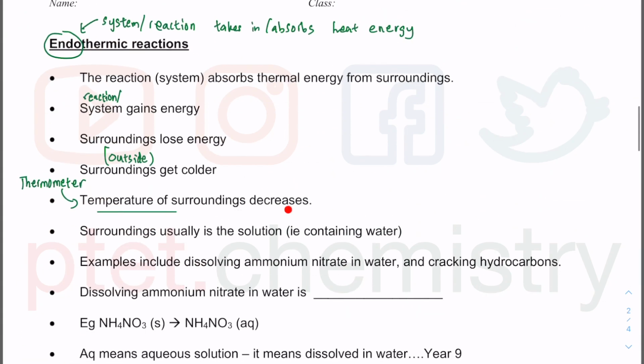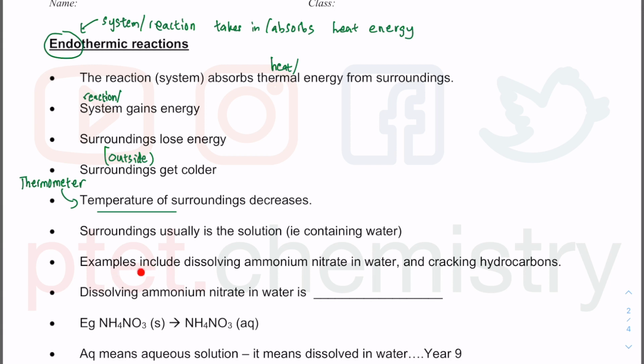Now, the temperature of the surrounding decreases. That means it gets colder because you have lost energy. Where does your energy go to? Your energy gets absorbed by the system of the reaction. And when the system of the reaction absorbs thermal or heat energy from your surrounding, that is called an endothermic reaction.